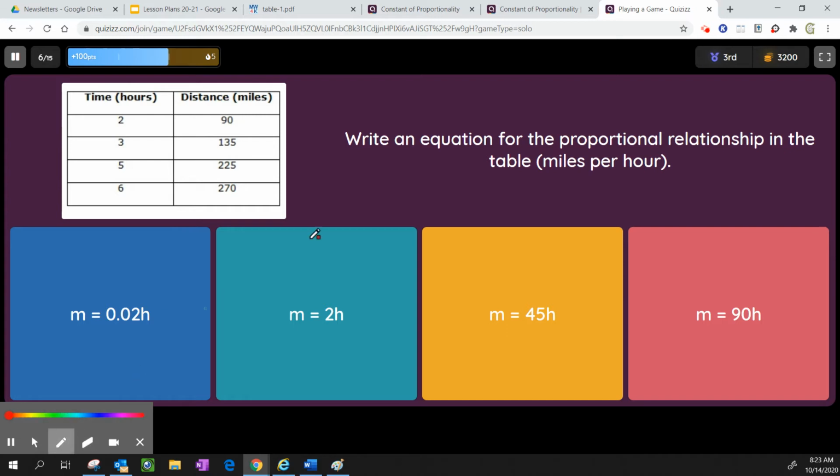Next one, we need to write an equation for the proportional relationship. So I'm going to go ahead and find my number 1. So 2 to get to 1 is divide by 2. So 90 divided by 2. We actually did this one already just to find the proportion. So now we're just writing the equation. So my 90 divided by 2 is 45, goes into my equation like that.